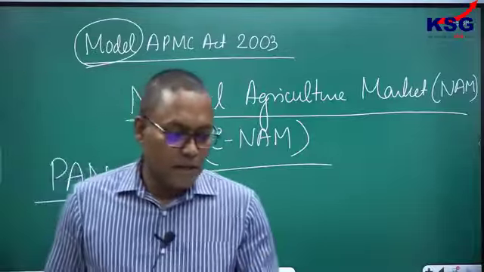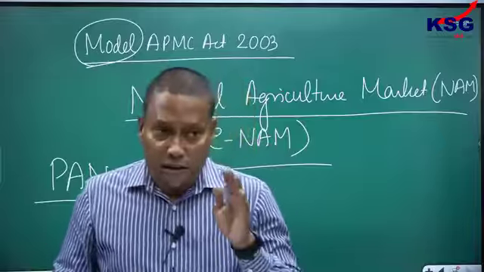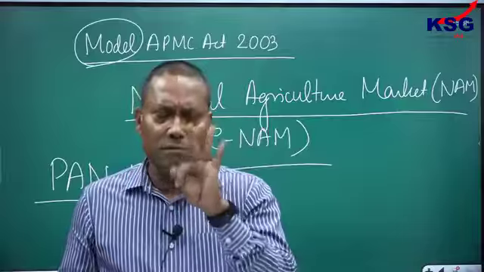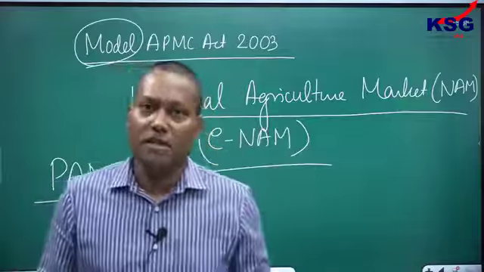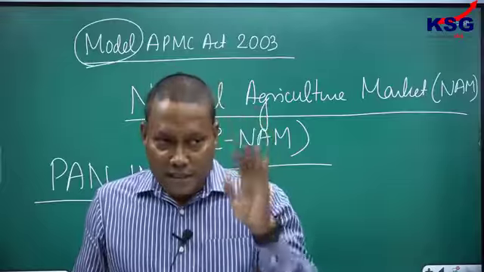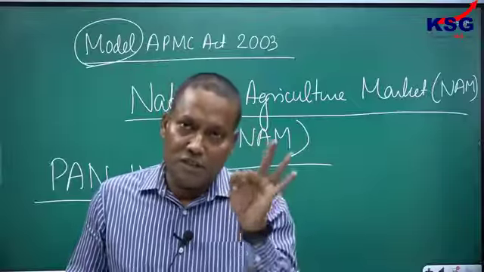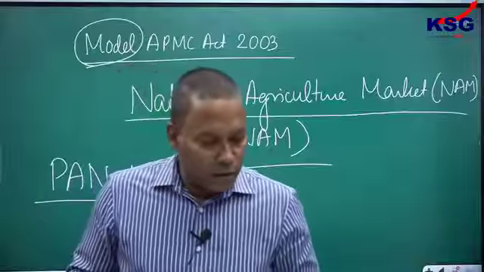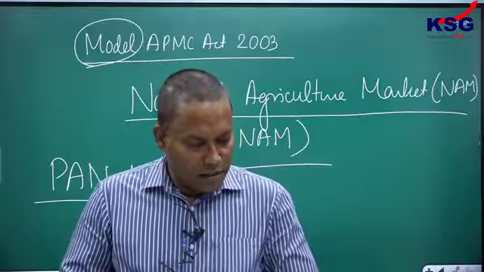Precondition means if states are really meeting these three major conditions, then only they are allowed to integrate with the ENAM platform. If states are modifying or meeting these three major conditions, then only these states' mandis are allowed to integrate with the ENAM platform. Clear? One question you write: can farmers be allowed to sell their produce outside the market?